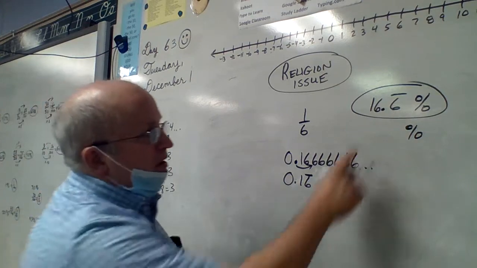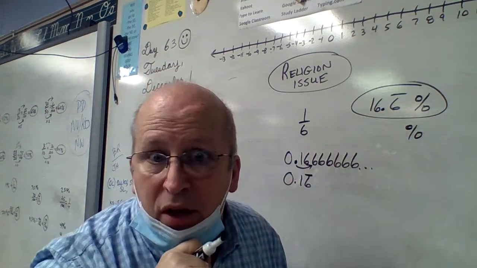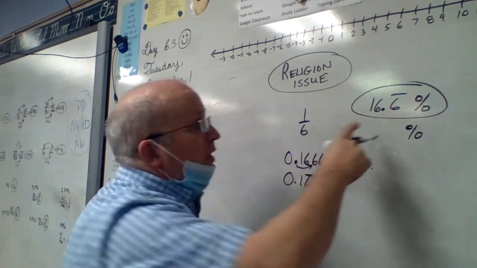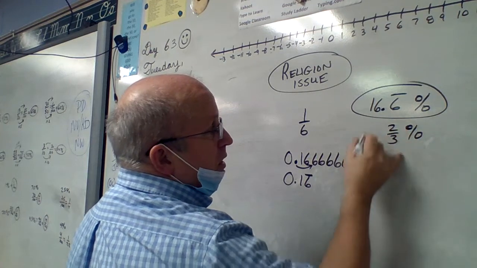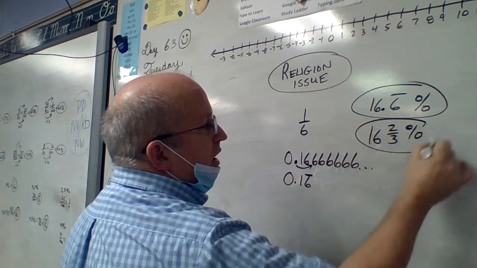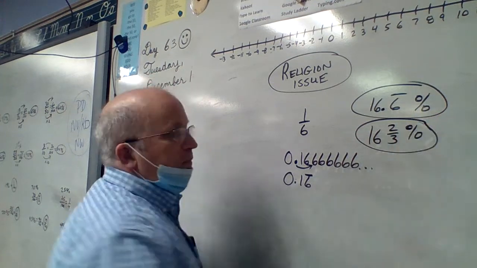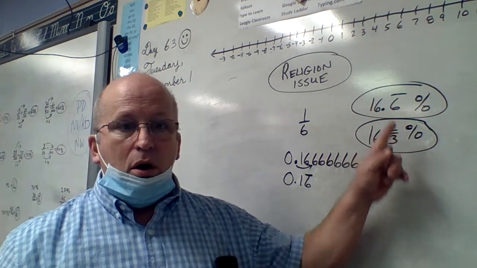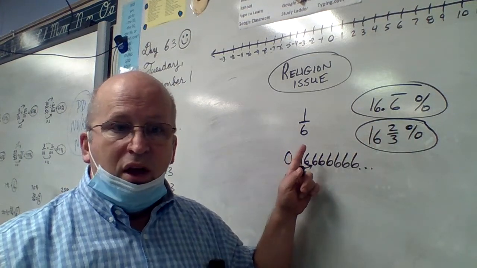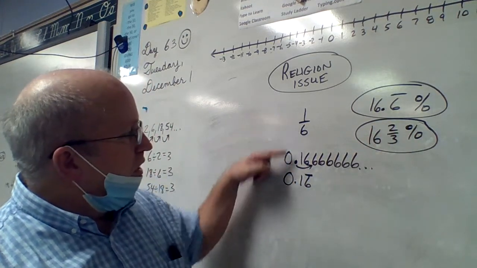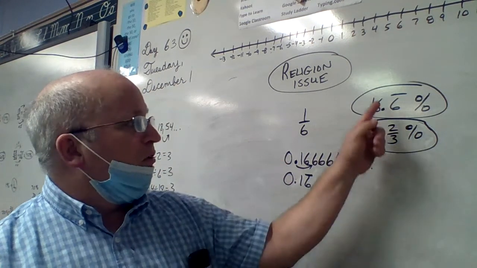Second thing I realize, let's look right here. I happen to know, based on that purple table from yesterday's assignment, that 0.6 repeating is the same thing as 2/3. So why can't I write this as 16 2/3% as well? And you know what? That's correct. So here are my two percent values for 1/6. And it's all based on first changing it into a decimal, and then using that decimal to make the percent values.